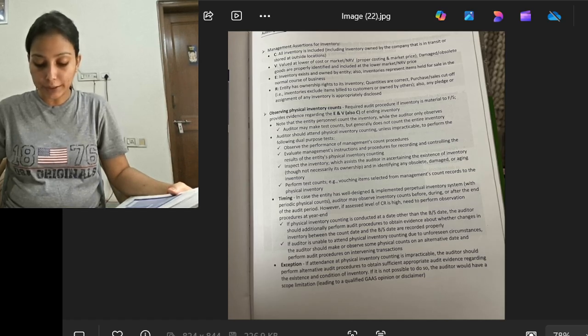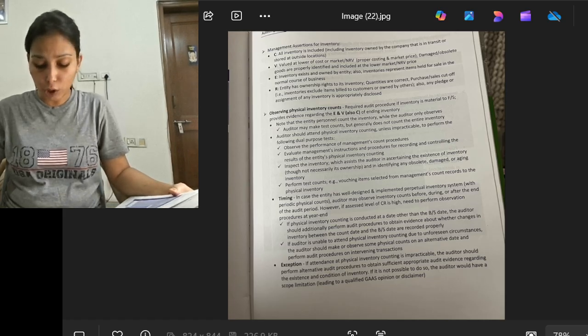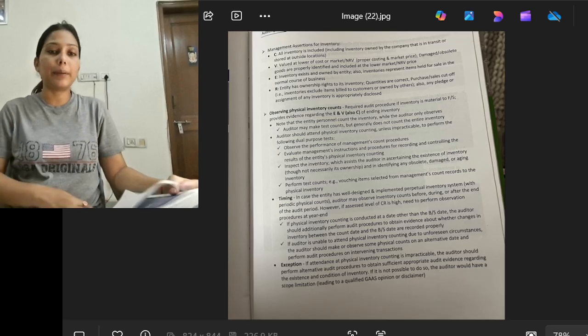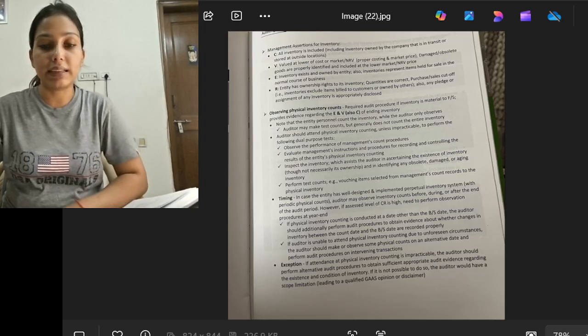If the auditor is unable to attend the physical inventory count due to unforeseen circumstances, the auditor should make or observe some physical counts on an alternative date and perform audit procedures on the intervening transactions. There are certain exceptions. If attendance is impracticable for the auditor, then he can use other audit procedures in that case.